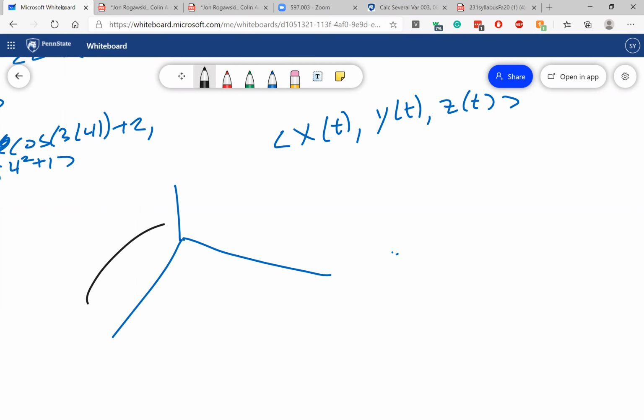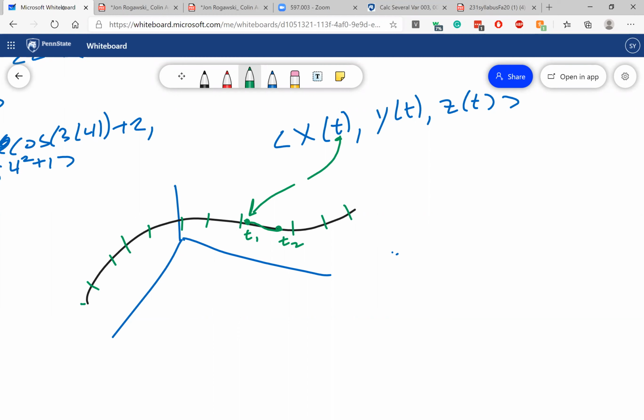So here's your curve. And now your t tells you, okay, here's t1, here's t2. So it tells you where you are as you move. As you change t, you move along the curve and this thing changes. So that is a parameterization of the curve. You parameterize the curve with this t. It's a parameter to parameterize the curve.